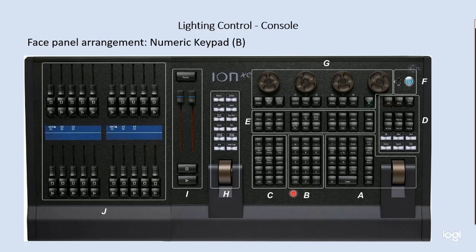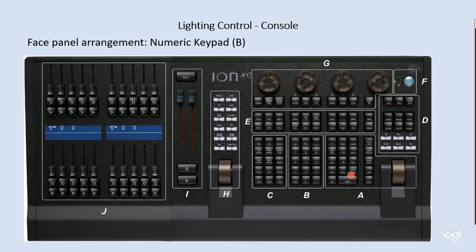So here is an overview of the ETC Ion Facepanel, and let's just talk about the areas and regions that are out here. In the center of all of these keys is the numeric keypad, and that's in this area labeled B, and it's this little white rectangle here. This has our numeric keys, 0 through 9, decimal point, clear, and then we have some other selection keys that I'll go into detail later.